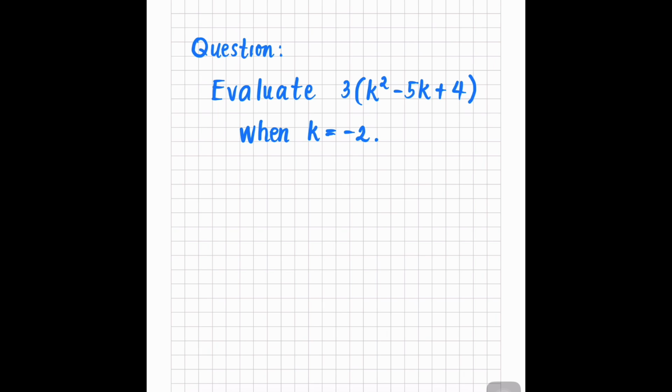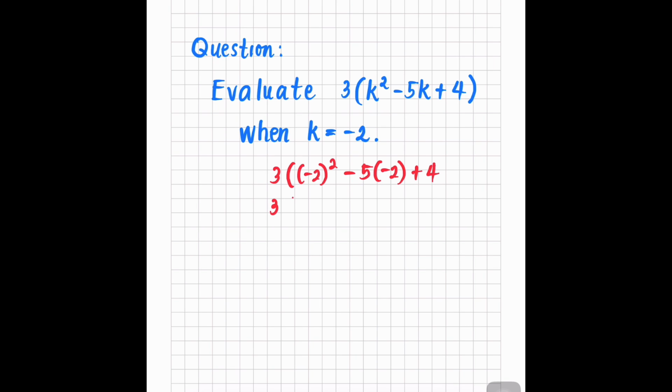The thing we need to do here is that to evaluate an expression, we need to replace all the k's in the given expression with -2. So that's going to be 3 times (-2) squared minus 5 times (-2) plus 4. And we simplify it from here.